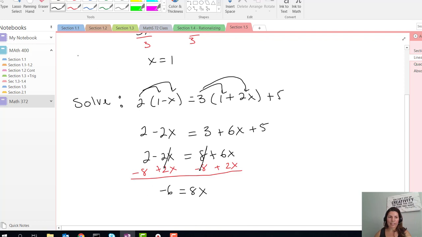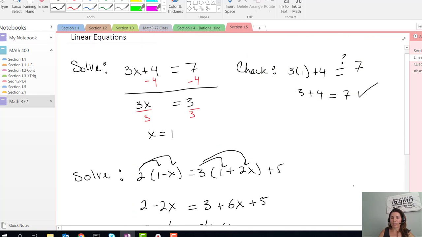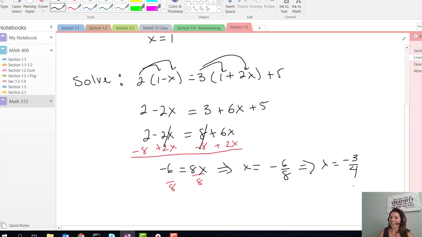And then to get the x all by itself, divide both sides by 8. So we're going to have x is equal to negative 6/8, and reduce that. You always want to leave your answer, especially if they're fractions, in reduced form. So 2 goes into both of those, so x will be equal to negative 3/4. And then you should check your answer as well, just as we did above. Plug it in and check it. I'll record a second video for quadratics.